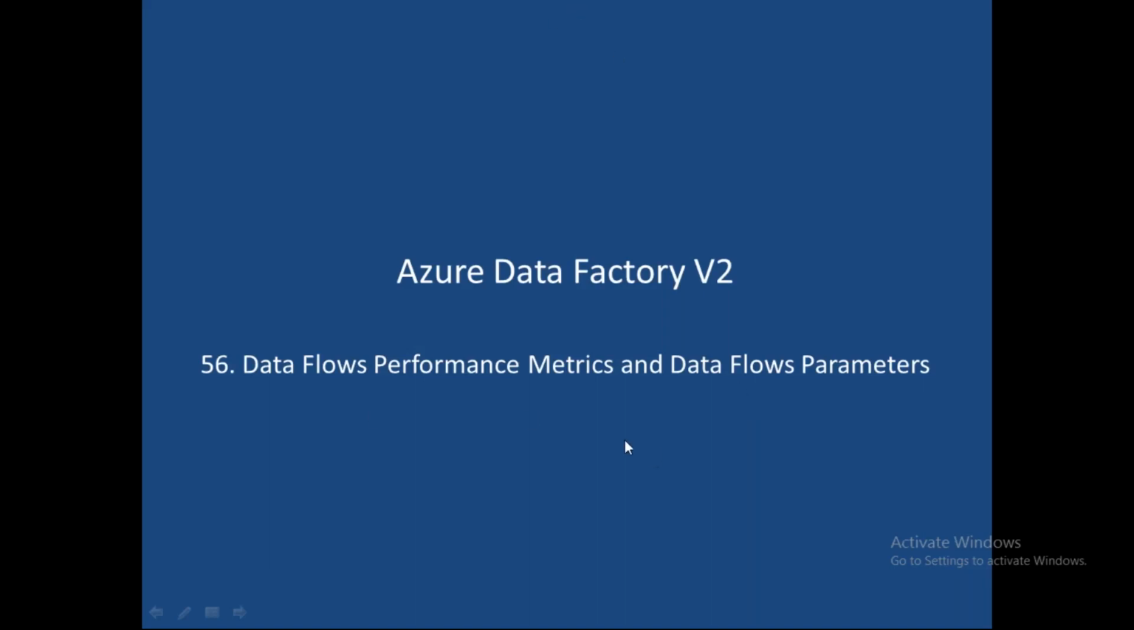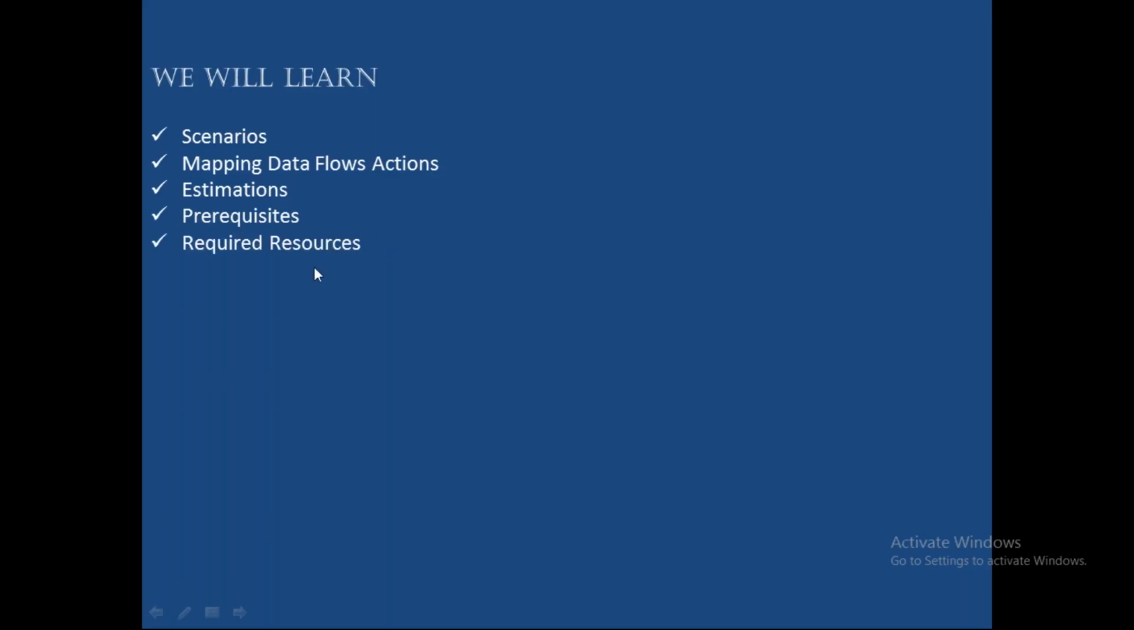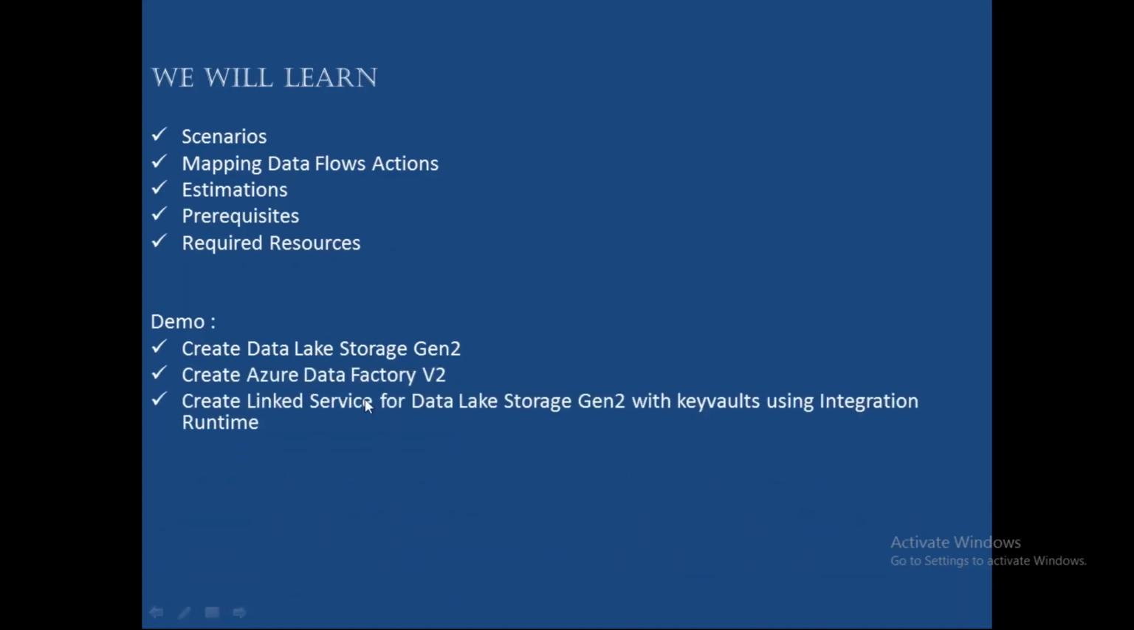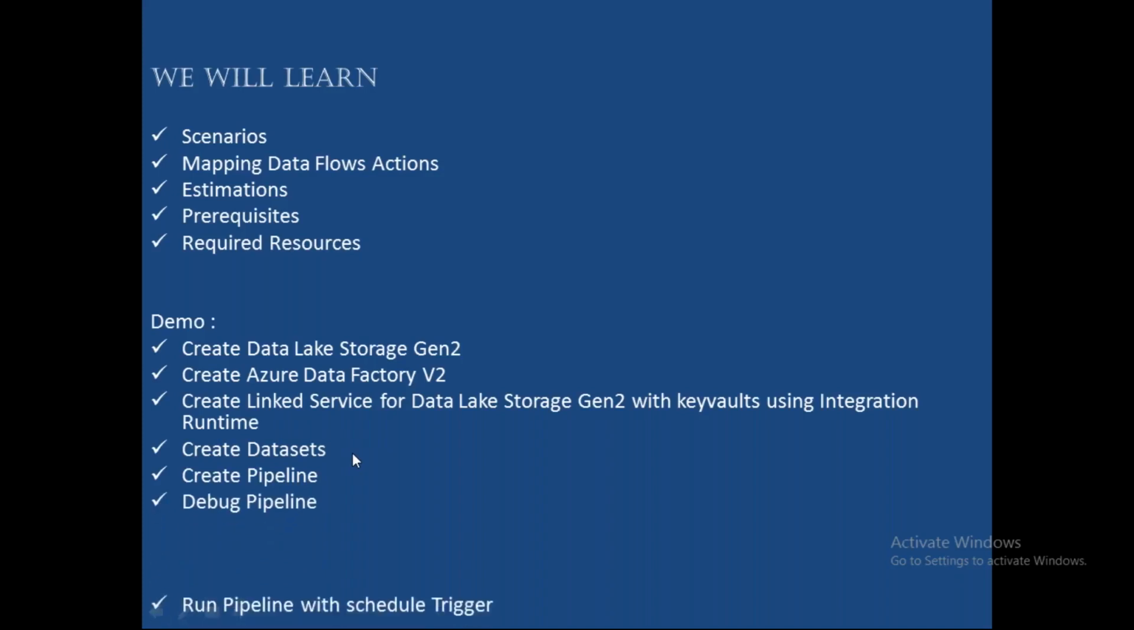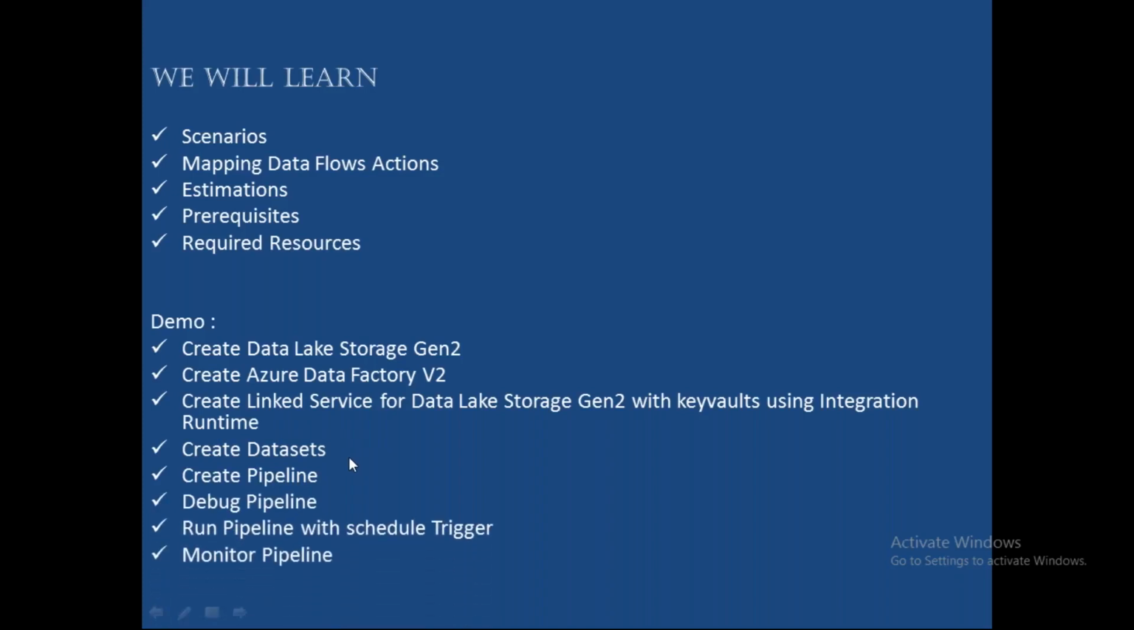Okay, we are going to see data flow performance metrics and data flow parameters. In today's session, we will learn scenarios, then mapping data flow actions, estimations, prerequisite, and required resources. These five we will discuss. Then, with respect to the demo, I will create data lake storage gen 2, create Azure Data Factory v2, create linked service for data lake storage gen 2 with Key Vault using integration runtime. Then create data sets, create pipeline, debug pipeline, run pipeline, schedule trigger, and monitor pipeline. So this is what I wanted to do.